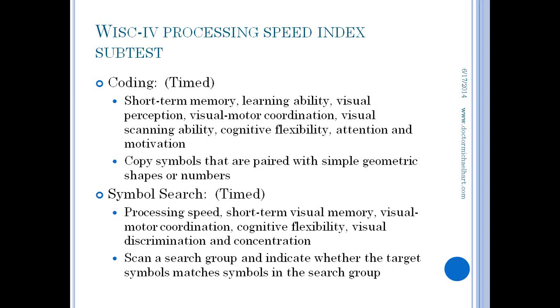This is more of a symbol in the first part of a row, and then there's a whole row of symbols, and a child has to very quickly, as quickly as they can, go through that row and mark all the ones that are the same as the symbol on the left, the search group is the way they describe it. So again, you can see where they have to process very, very quickly. Short-term visual memory is involved, coordination is involved, visual discrimination and concentration are the really key issues with that particular test.